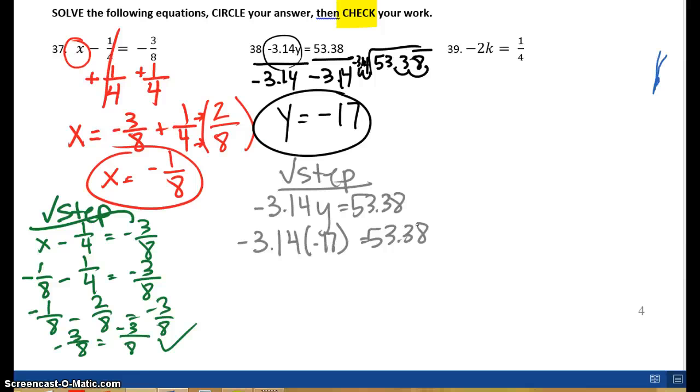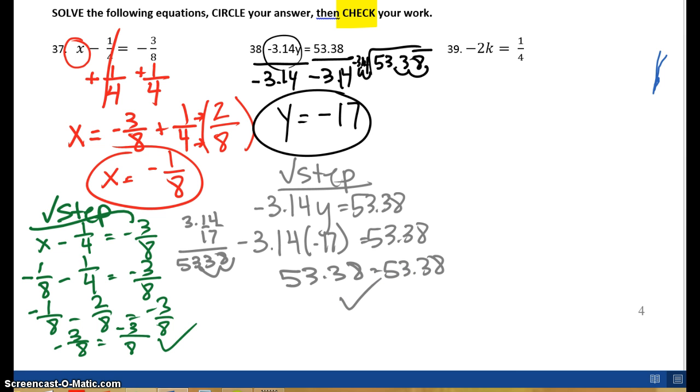So I know for a fact I got that sign correct. When I do my multiplication on the side to check it, I'm going to have 3.14 and 17. When I multiply that out, I end up getting 5338, but I have two numbers behind my decimal, so I just swoop it twice to the left, and I end up getting 53.38, which equals itself, 53.38. So I know I'm correct there, so I can move on. Now knowing I got 2 out of 2 correct, which is awesome.